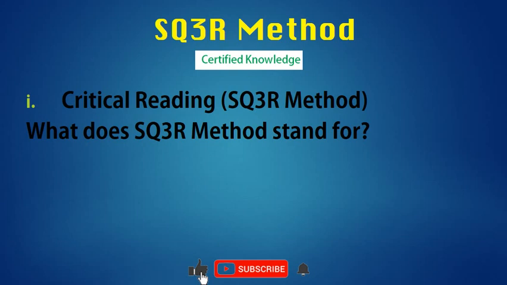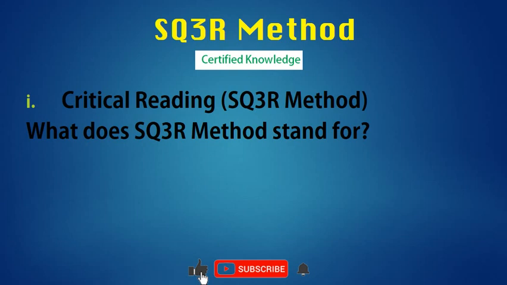First of all, the first short question which they can ask you is, what is SQ3R method? Or what does SQ3R method stand for? SQ3R is a reading comprehension method named for its 5 steps. Those 5 steps are survey, question, read, recite, and review. You will have to name all of these.